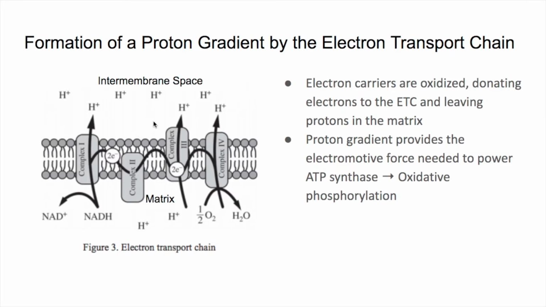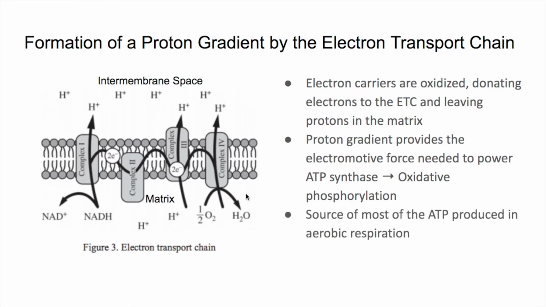And so when you've got all these protons in the intermembrane space, they're going to want to go back into the matrix because they're going to want to go from the high concentrations to the low concentrations. So the proton gradient is going to be used to provide the electromotive force that powers ATP synthase, which is going to be bound in this inner membrane along with these 4 complexes. It's not shown in the picture. And this will be used to generate most of the ATP in aerobic respiration.